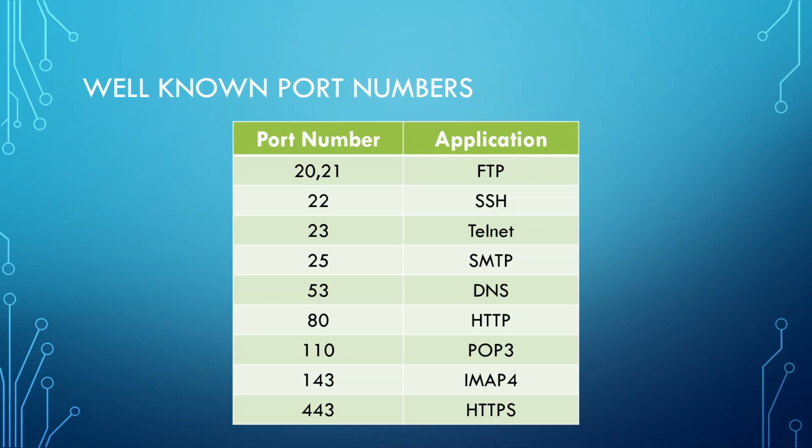DNS will use port number 53. HTTP, which is used to retrieve websites over the network, will use port number 80. POP3 will use port number 110. POP3 and IMAP4 are both mail services. IMAP4 will use port number 143, and HTTPS, which allows for secure communication or secure retrieval of a website, will use port number 443.